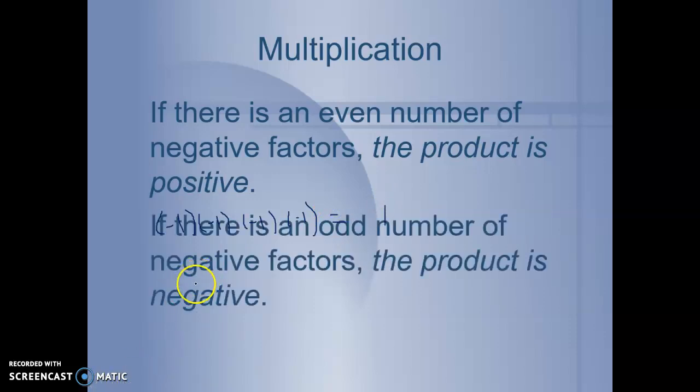But if there's an odd number of negative factors, the product is negative. So odd numbers are 1, 3, and 5. Let's say 3 factors. Negative 1 times negative 1 times negative 1. Negative 1. I don't know what's happening with my mouse here. My product will be negative.